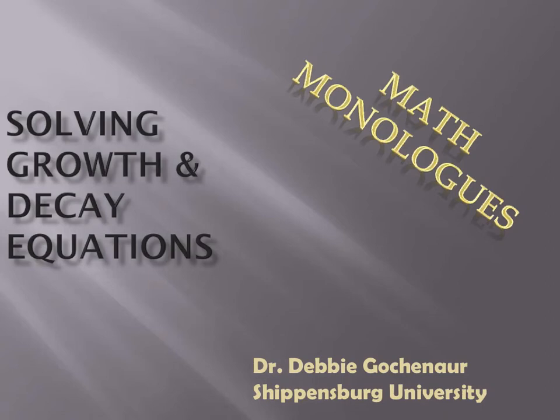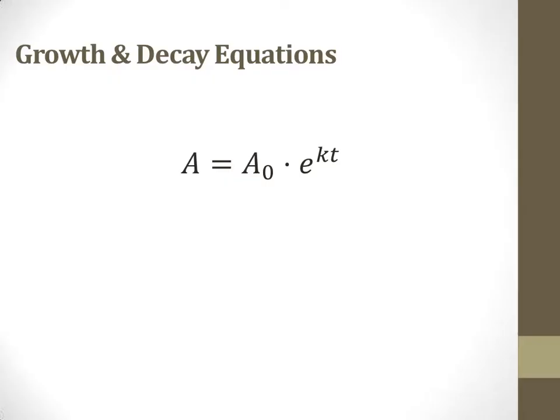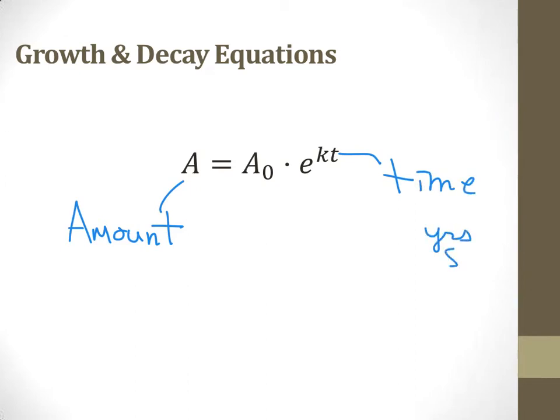Let's take a look at solving growth and decay equations. We have this basic equation for growth and decay where A is the amount that you have after T years, seconds, months. Here's our time. They're going to give you the unit in the problem, so it could be years, seconds, minutes, months. You've got to read it to find that.